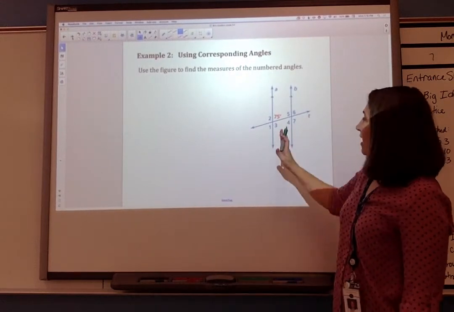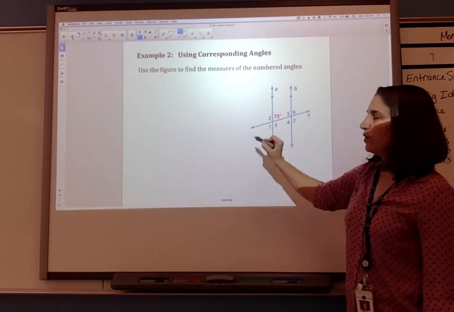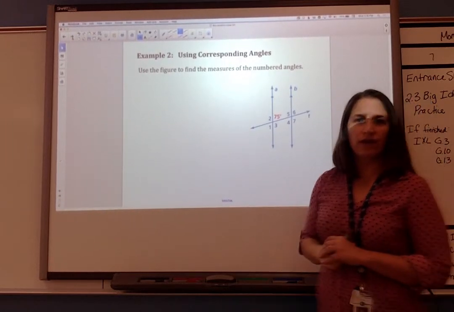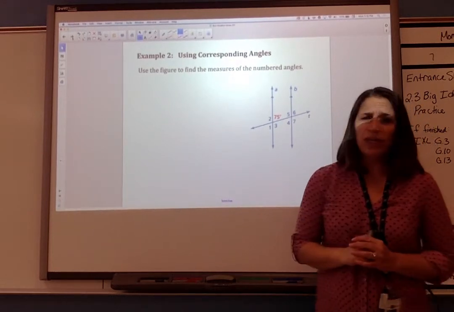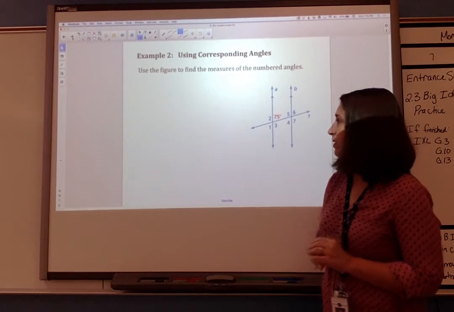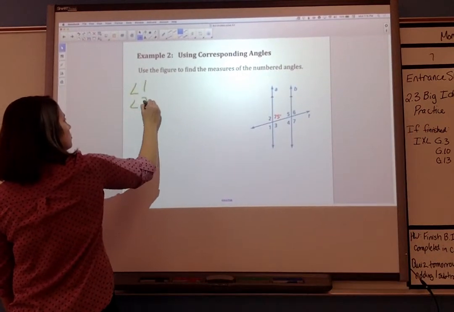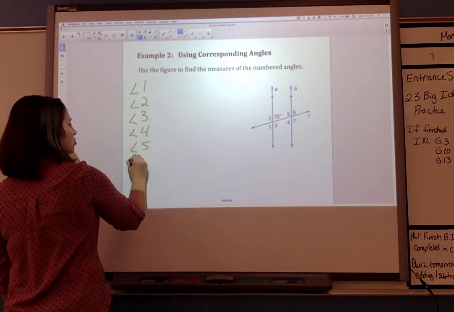All right, so let's go ahead and look at our next example. Here we have, again, two parallel lines, and we can see that from the arrows, and we have a transversal that's cutting that. So we want to use the figure to find the measures of all of the numbered angles. We could use a variety of different ways to find those measures, but let me go ahead and start by just labeling angle 1, angle 2. We'll fill in the measurements.